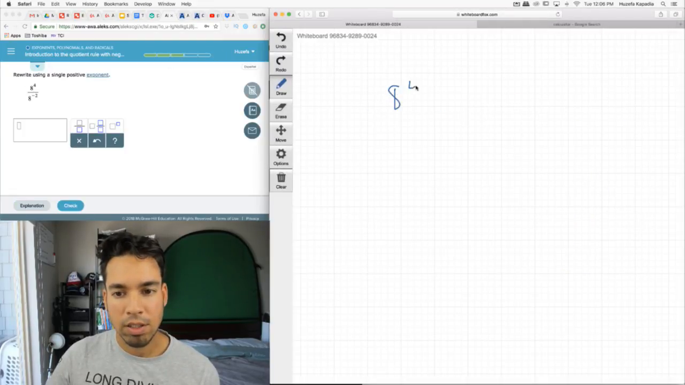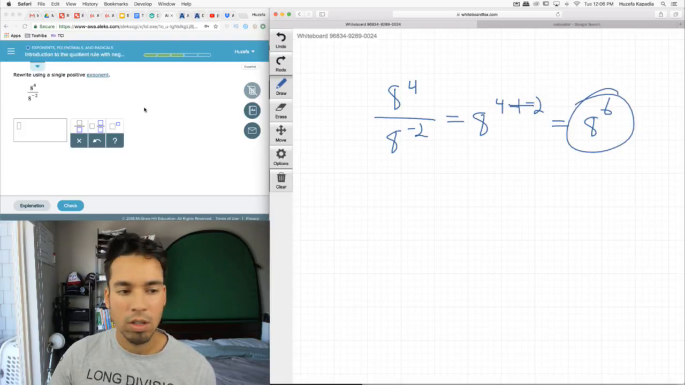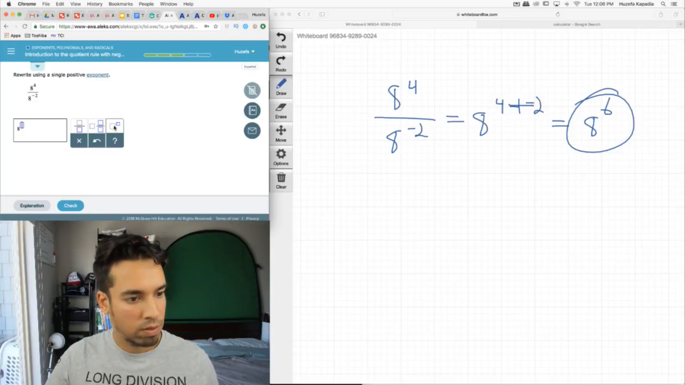Next we have 8 to the 4th over 8 to the negative 2. Subtract down, we have 4 minus negative 2, which becomes 8 to the, that's like a plus, right? Minus a negative is 4 plus 2, 8 to the 6th.